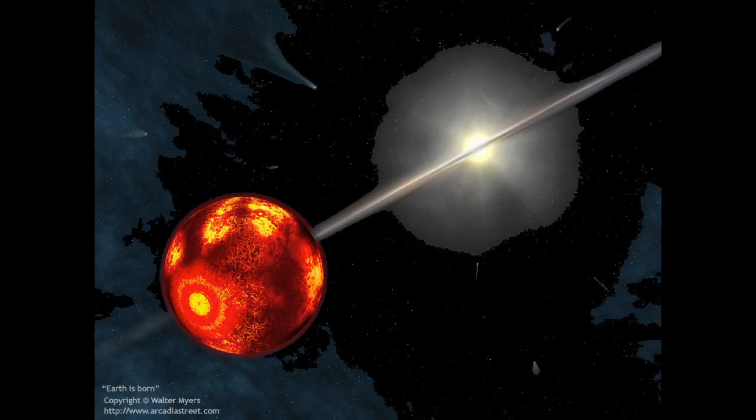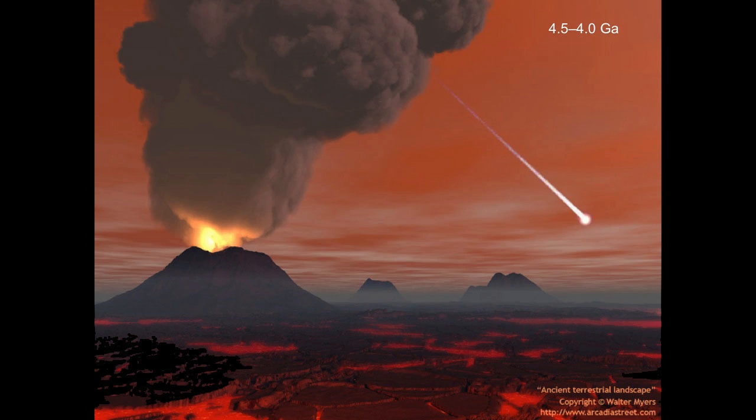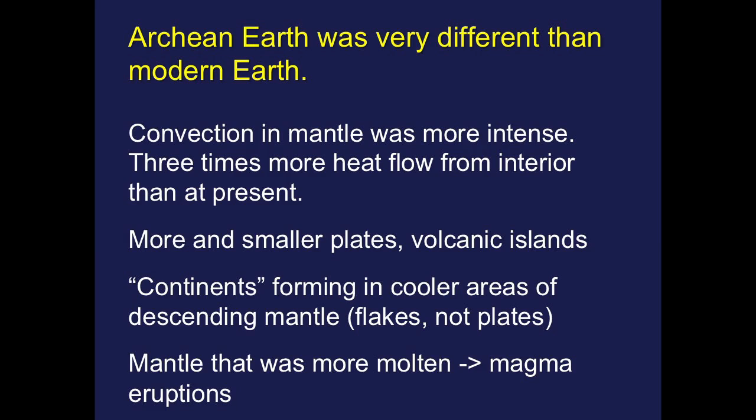By one estimate, there was 3 times the amount of heat flow from the interior than at present. Within the context of this more vigorous convection, the pieces of the Earth's crust that formed during this time were smaller, and there were many more of them than there were at present. Numerous volcanic islands were likely also present.